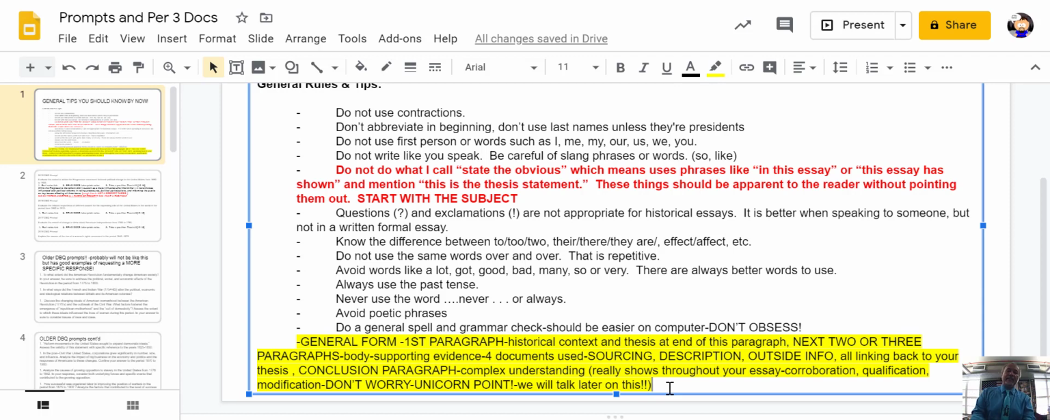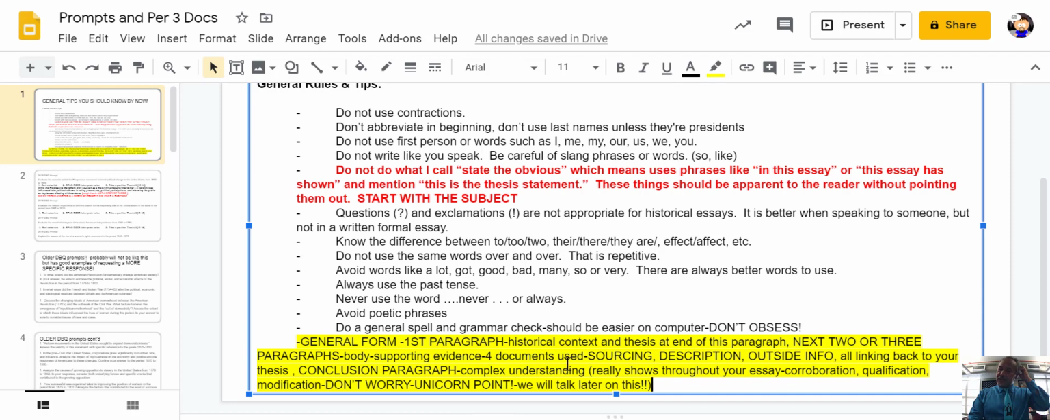Then in your body, you get the 4 documents, the sourcing, that is the HAP: the historical situation, the audience, purpose, point of view. You want a description too, to get a couple of points of what the document is about. Do not say this document describes; be a little more sophisticated than that. Outside info, you are going to have a wealth of outside info, and you just make sure that it fits, integrates, is pretty seamless, and is all linking back to your thesis.